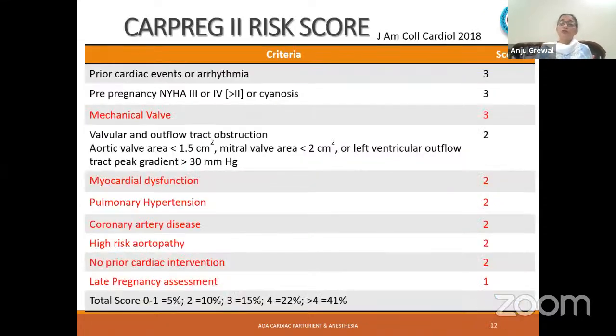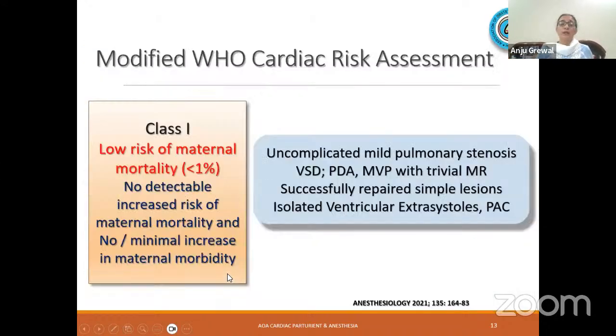So this is the CARPEG score, which came lately in 2018, and has yet to be compared to the previous scores. It incorporates the elements in red, which are newer elements over the CARPEG 1. So they have incorporated presence of a mechanical valve, pulmonary arterial hypertension, coronary artery disease, which is on the rise in pregnant mothers as well, high risk cardiomyopathy, prior cardiac intervention, yes or no, and late pregnancy assessment, the mother coming to you quite late.